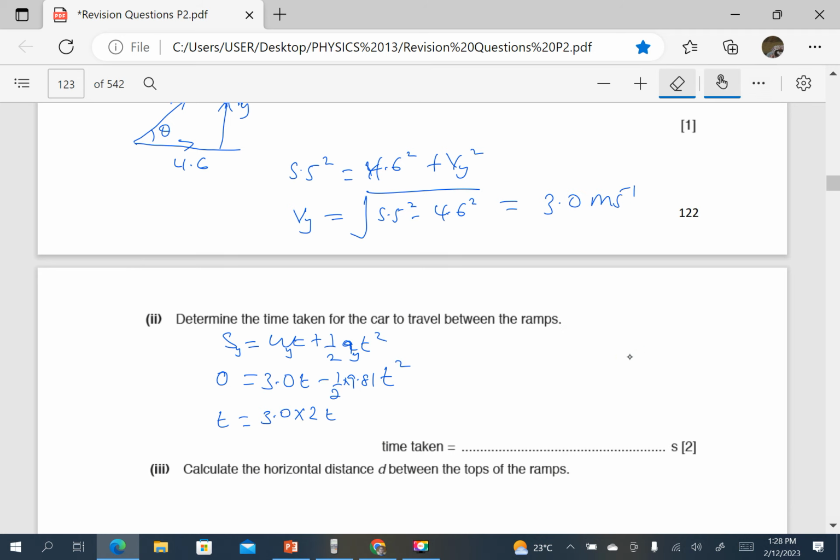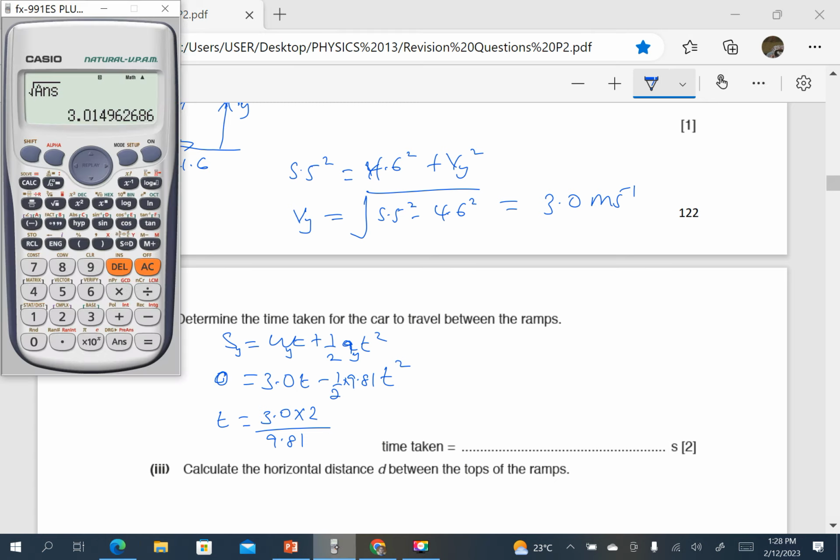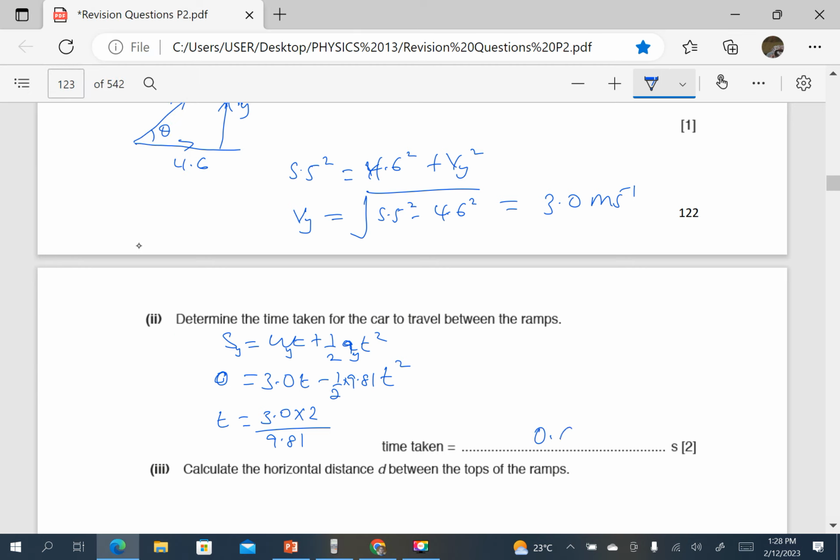So 3.0 times t is equal to half of 9.81 times t squared, and one t cancels because of the 0 on the other side. I take 3.0 to the other side, and t cancels. So t will be 6 divided by 9.81, which is 0.61.